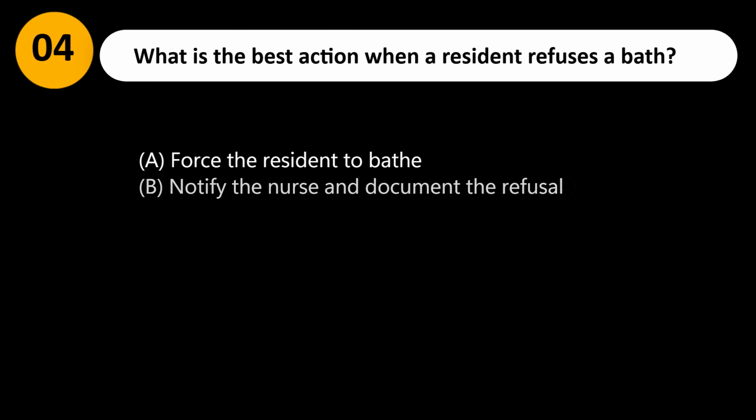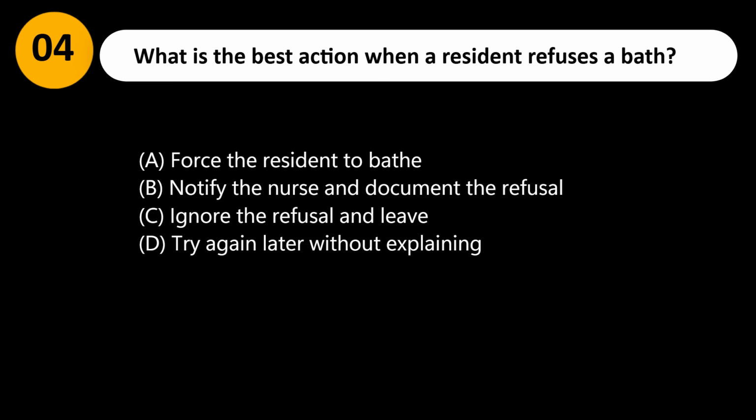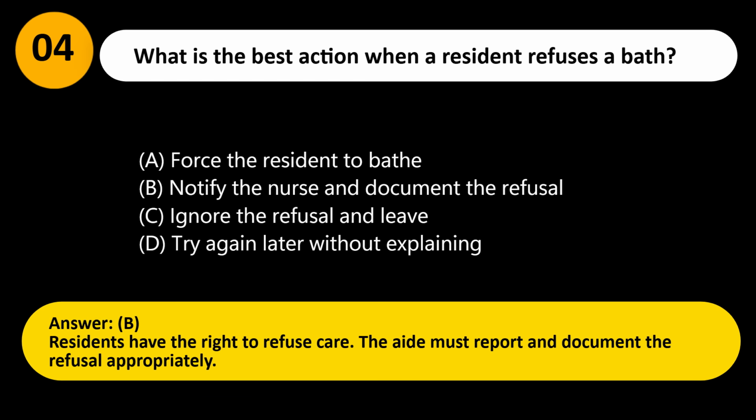What is the best action when a resident refuses a bath? A. Force the resident to bathe. B. Notify the nurse and document the refusal. C. Ignore the refusal and leave. D. Try again later without explaining. Answer: B. Residents have the right to refuse care. The aide must report and document the refusal appropriately.